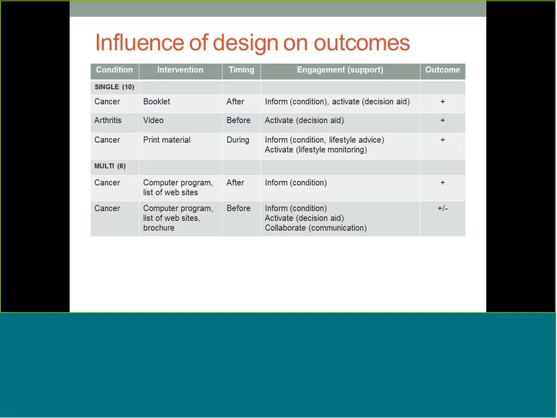And I picked the examples that I'm showing on this slide only to demonstrate that we did try and look at a number of different factors. So we looked at differences that might have been present based on whether the disease was cancer or arthritis, based on different types of interventions, based on different timing, so after, before, or during the clinical encounter, and different types of engagement and support. But as I mentioned, most of the studies had very positive outcomes, so we were not able to explore any trends in terms of the characteristics of the interventions and whether some of them were more successful than others.